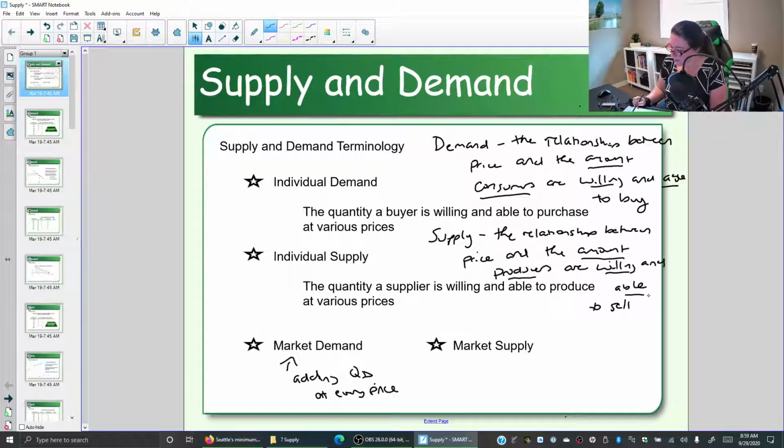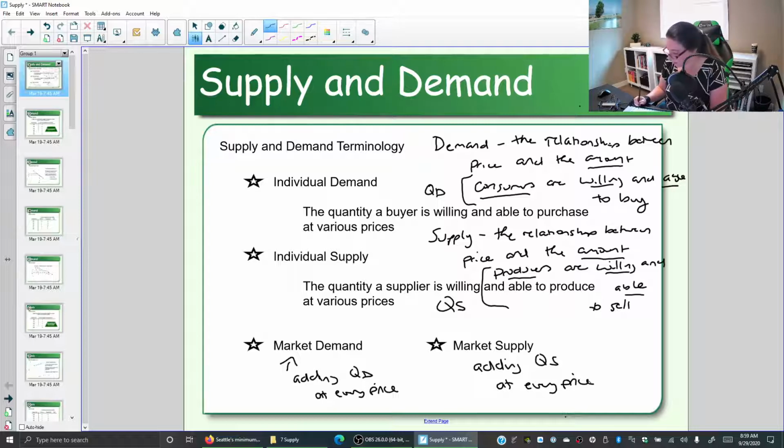So supply is the relationship between price and that quantity supplied. So just like demand had quantity demanded, that was this amount here that consumers were willing and able to buy, the amount that producers are willing and able to sell, that's quantity supplied. So to find the market supply, we would just add quantity supplied from each producer at each price.